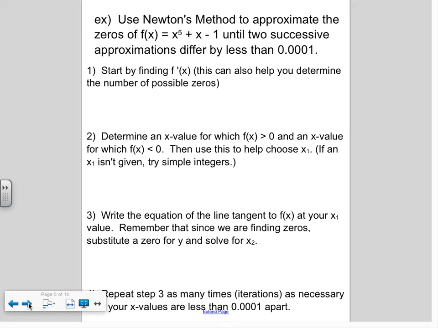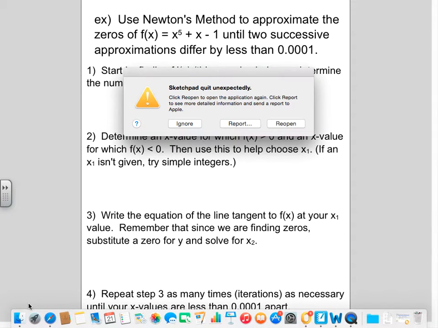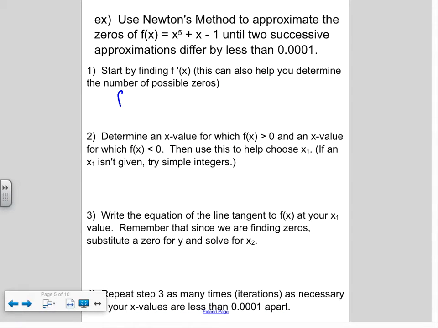So the first thing you want to do is start by finding f prime. All right, so one of the things to note is that f prime is always positive. And because of that, we are only going to have either 0 zeros or 1 zero, and it's probably 1 zero. All right, so next we determine an x value that's kind of close to the zero.